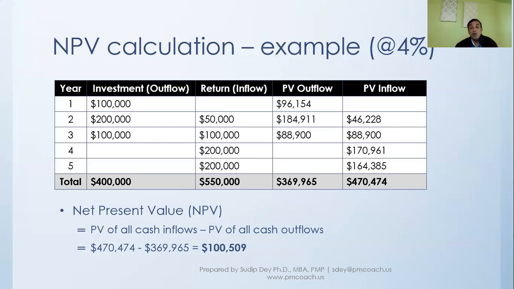In other words, we are saying this project we are developing is going to give the company 100,509 in financial value, because the return from this project will outweigh the expenses that will be incurred because of this project. So this is a way to do financial analysis for a project, in terms of what kind of financial benefit we'll get from it.